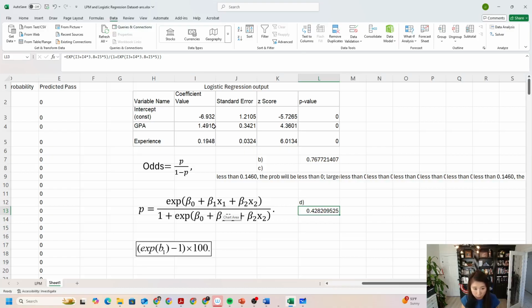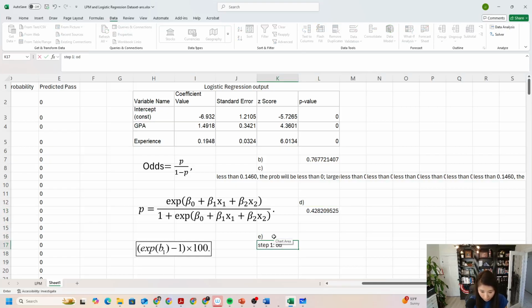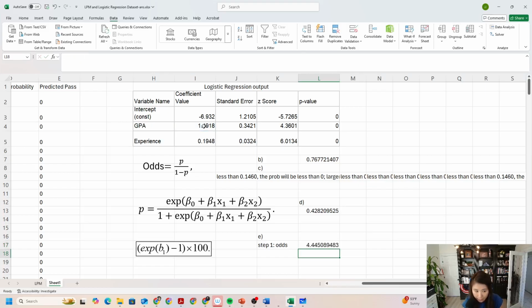The first thing you need to do is convert this 1.4918 to the odds. The way we convert the coefficient to odds is using the exponential of your coefficient. Step 1, getting the odds. So the odds will equal the exponential of this. That is the odds related to the GPA.